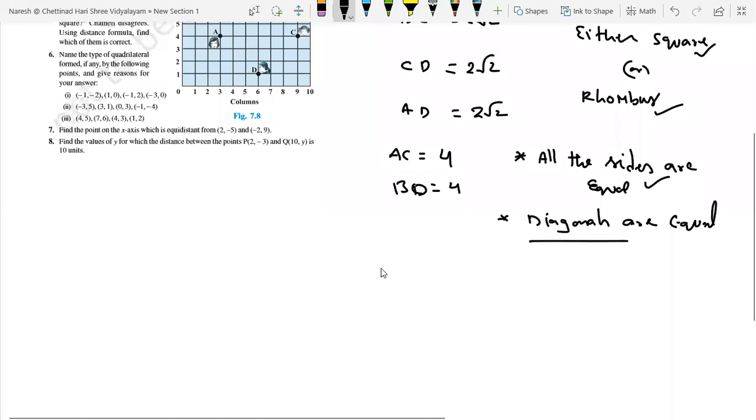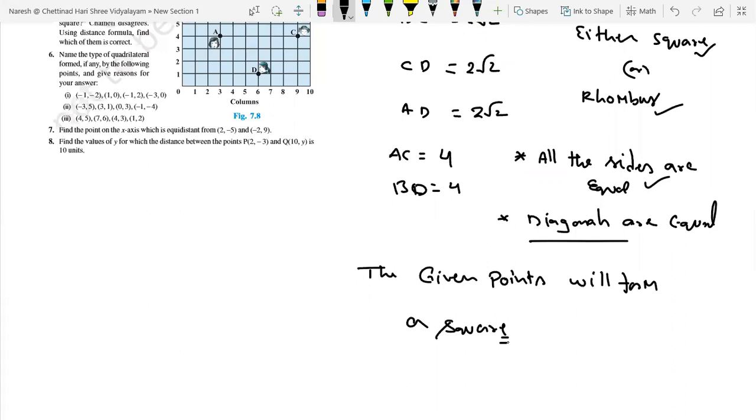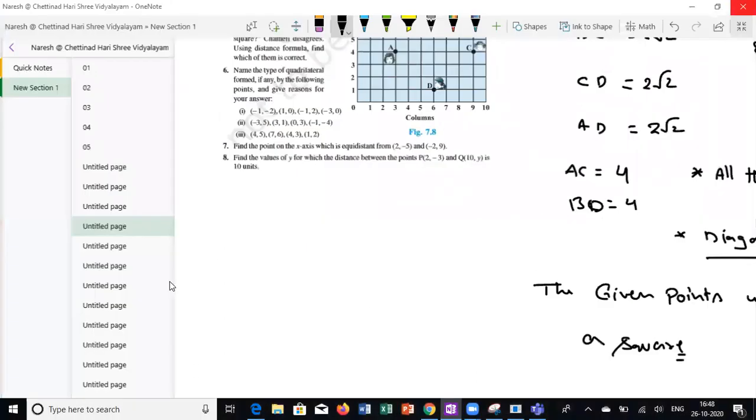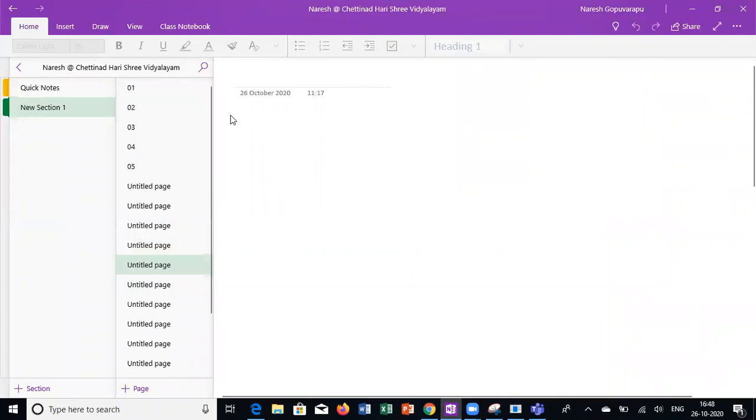So the given points will form a square. The quadrilateral formed is a square, and you have given the reasons too. All the sides are equal, and the diagonals are also equal. Is it clear? Yes, sir. So try the rest of the two questions, 6.2 and 6.3. There are two more questions in this. Try these two questions.